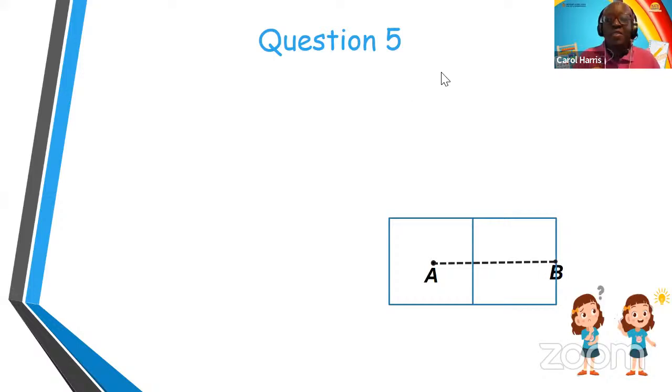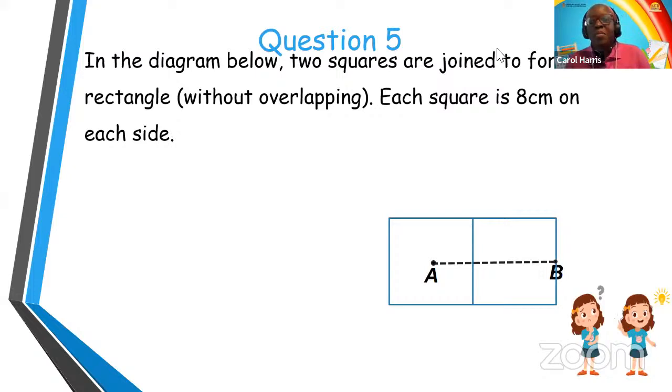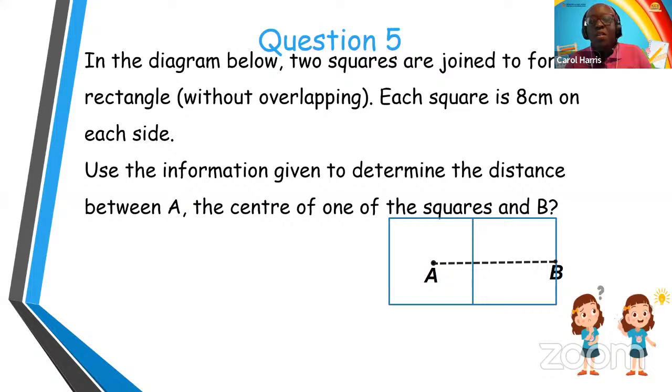Question number 5 says to us that we have a diagram showing 2 squares which are joined to form a rectangle without overlapping. Each square is 8 centimeters long on each side. And it also goes on to say to us, we are to use this information to determine the distance between A, the center of one of the squares, which is the left square, and B, a point on one of the lines of the second square.